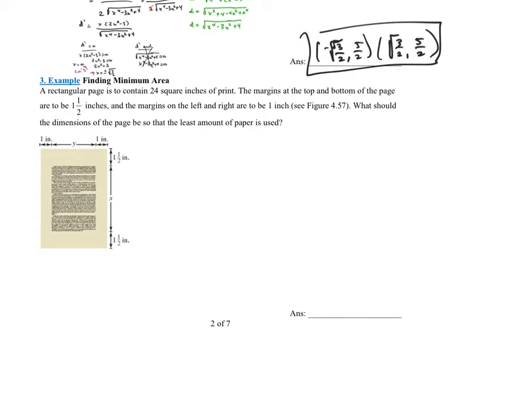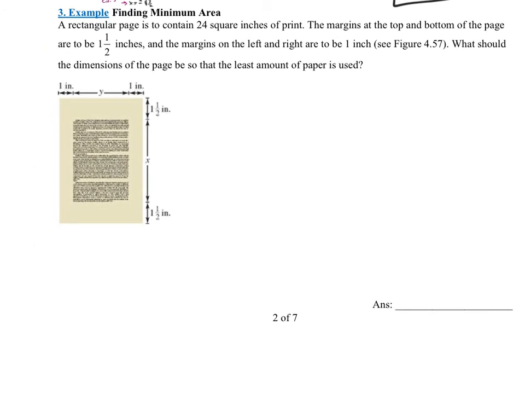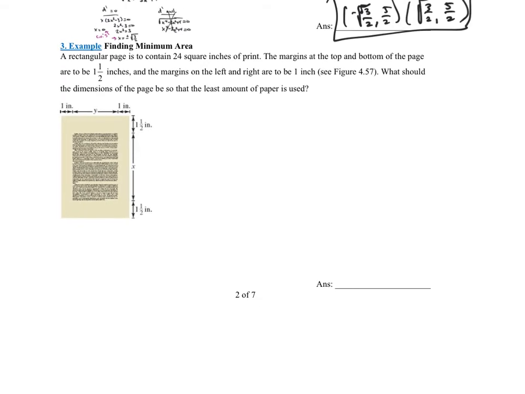Example 3 says a rectangular page is to contain 24 square inches of print. The margins at the top of the page are to be 1.5 inches, and the margins to the left and right are to be 1 inch. What should the dimensions of the page be so that the least amount of paper is used? So they want to use the minimum amount of paper. They need 24 square inches of print, and they have restrictions on the margins. So what dimension should they make this page?